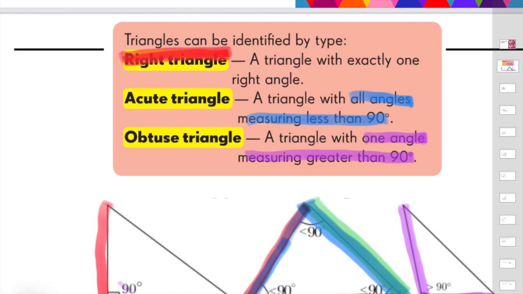So today, as we are finding the area of these triangles, we're first going to classify them and determine whether they are right triangles, acute triangles, or obtuse triangles. And then we will also continue practicing finding the area.